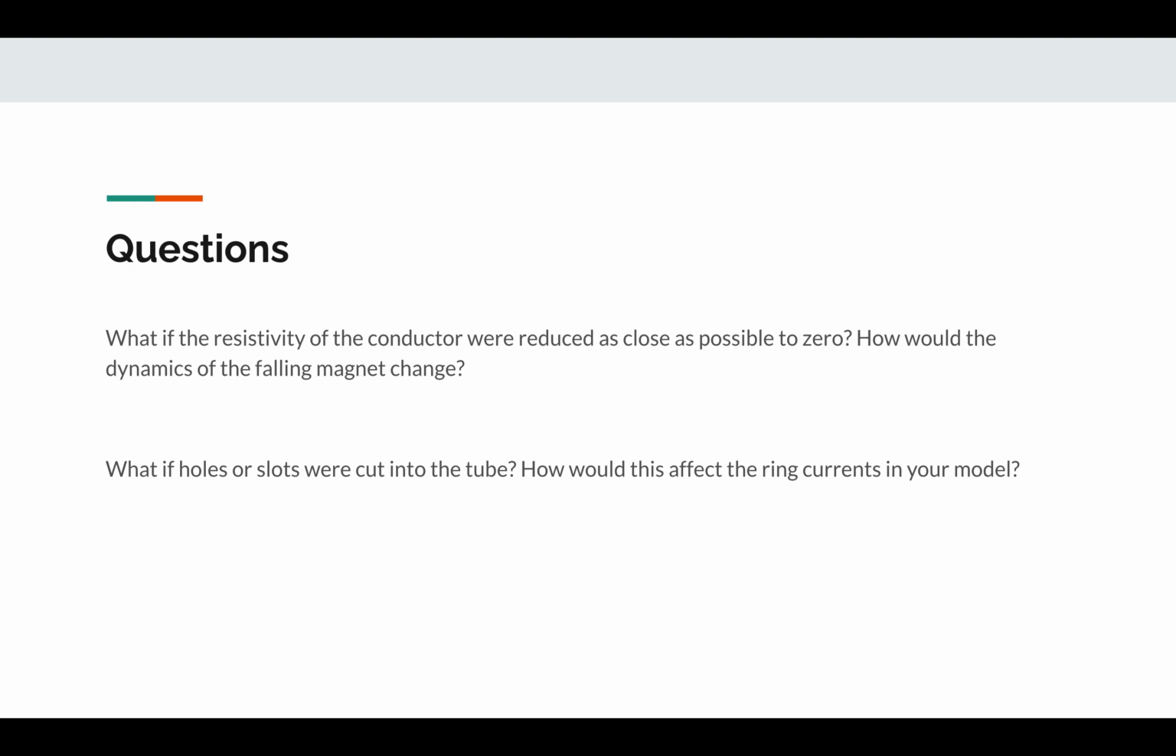And then what if holes or slots were cut into the tube? How would this affect the ring currents in your model? This would disrupt the normal flow of current through the rings of current in the tube. What would likely happen is that the braking force would not be as strong due to a reduced amount of current being able to flow through the tube.